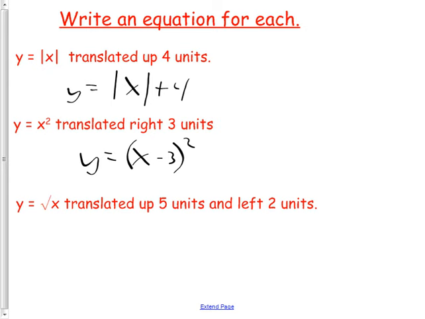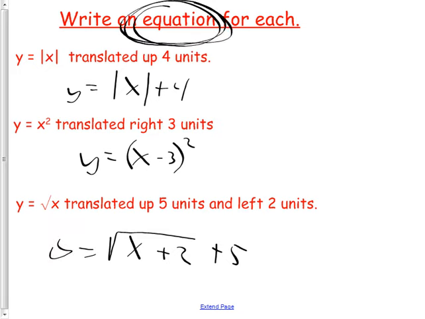You got square root of x, and then up 5 means plus 5, and then left 2 means plus 2. Well, what's wrong with that? This is wrong. There's no y equals. Equations have to have an equal sign. Burn people on that in pre-calc all the time.